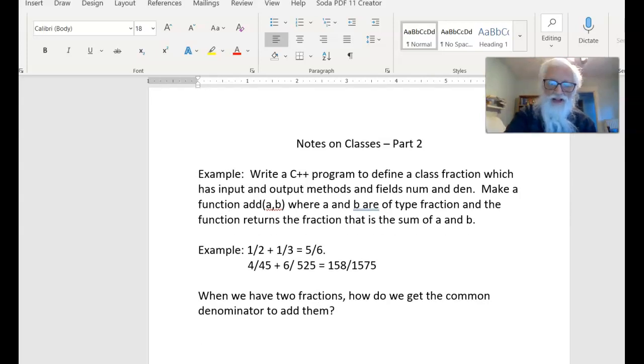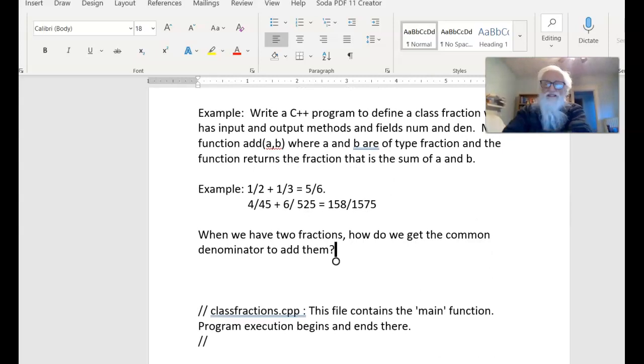You probably, I hope you remember doing fractions somewhere in, I think it was elementary school. And for example, up here, if I'm going to add 1/2 and 1/3, I have to get a common denominator of 6. And then I have to convert this to 3/6 and this to 2/6. Here on 45 and 545, I really don't want to multiply the two denominators. It'll be a very large number.